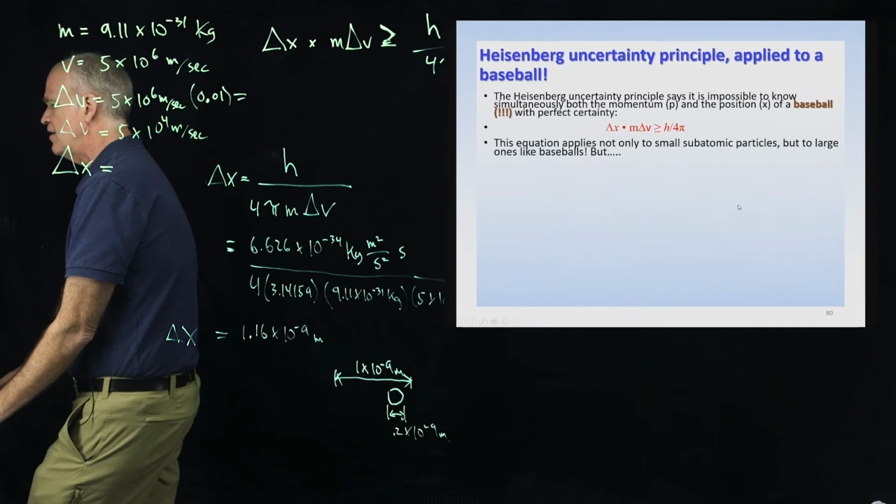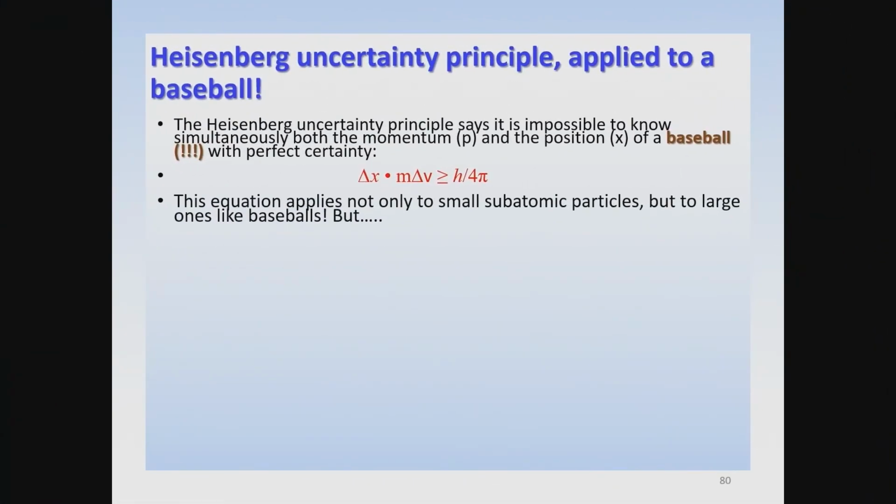Now, believe it or not, you can use this uncertainty principle for everyday objects like baseballs. So let's apply the uncertainty principle to a baseball and see what the results might tell us. The same uncertainty principle would apply: the uncertainty of any measurement of its position, delta x, multiplied by the mass of the baseball times the uncertainty of any velocity that you can measure, is going to be greater than or equal to h over 4 pi, which is a constant.